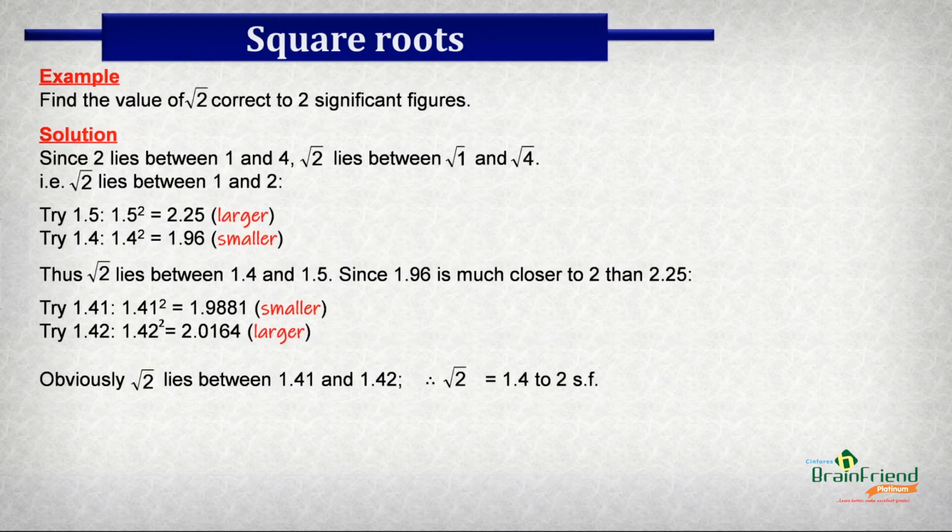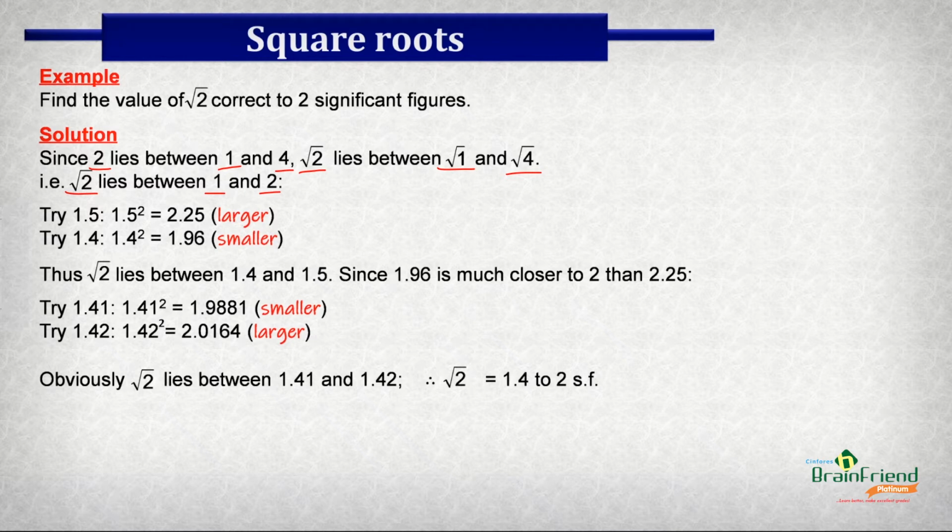We have an example that says, find the value of root 2 correct to two significant figures. Now, to solve that, we know that the number 2 lies between 1 and 4. As well, root 2 lies between root 1 and root 4. Now, the solution for root 1 and root 4 is 1 and 2, respectively. So it means the solution to our problem, that is the solution to root 2, is going to fall between the number 1 and 2.